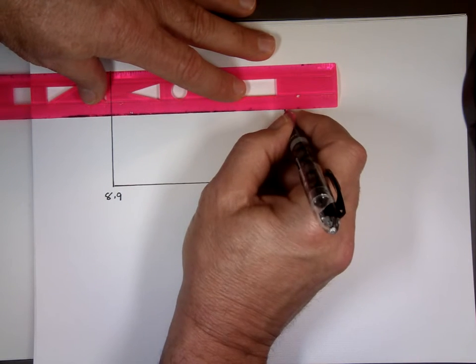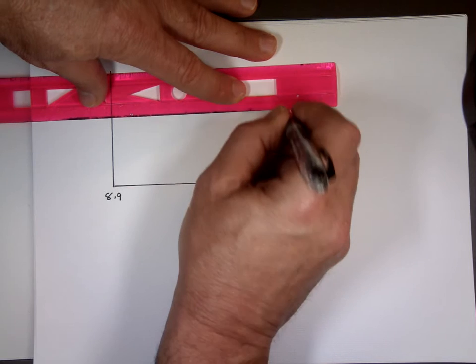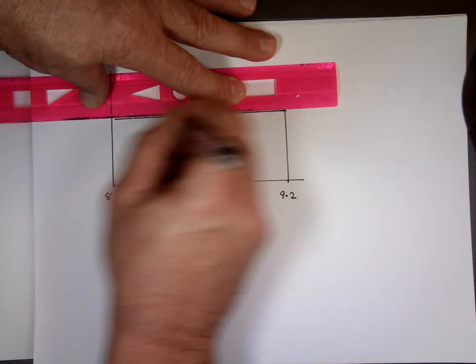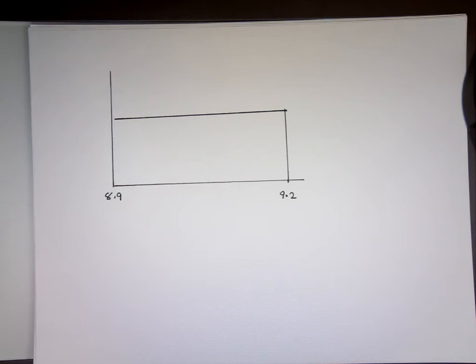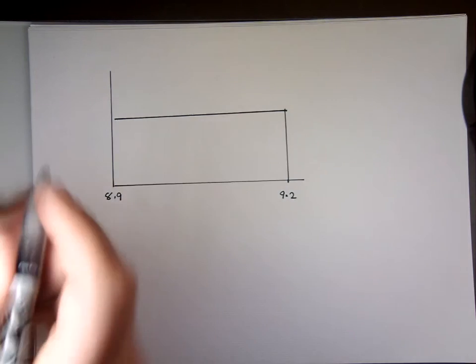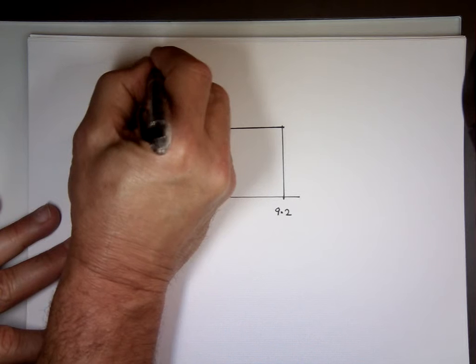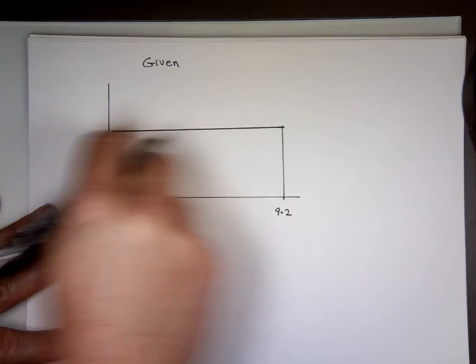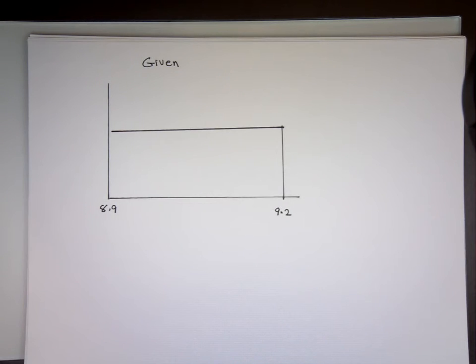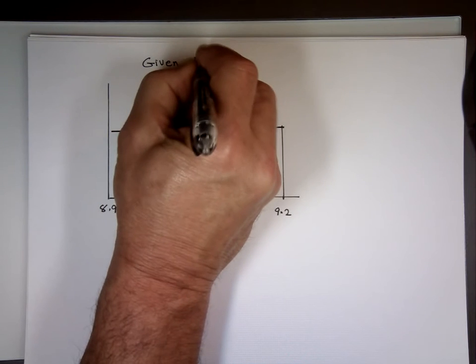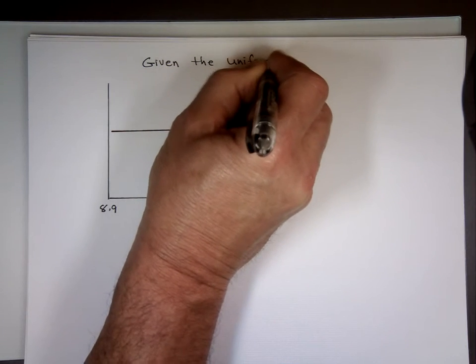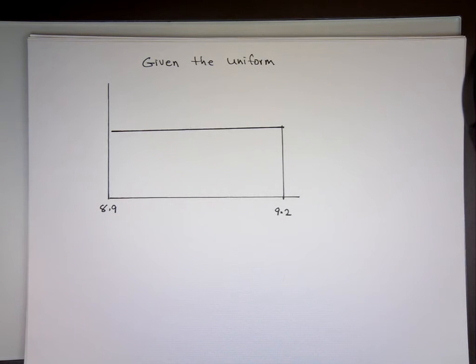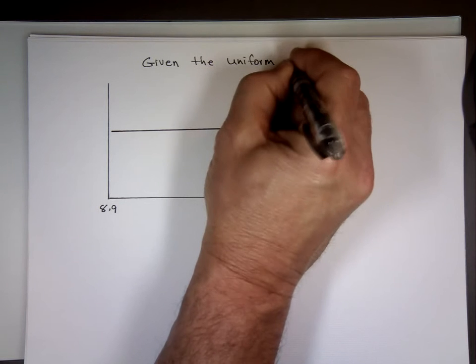Uniform means they all have almost the same height. So given the uniform, the word uniform tells you it's not a bell shape, it's a constant value. Given the uniform graph, illustration, whatever you want to call it, what should we call it?